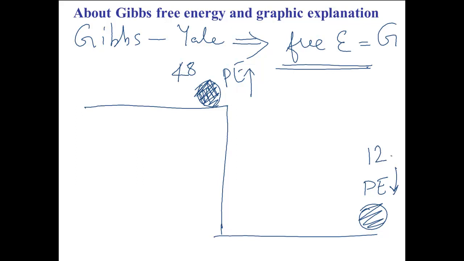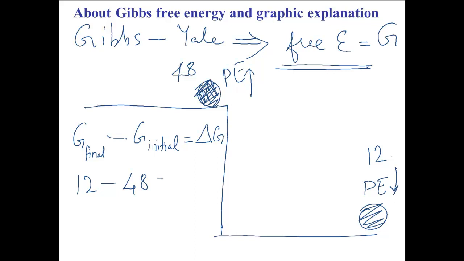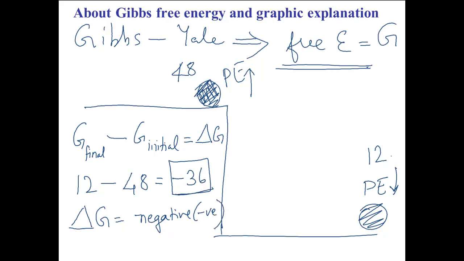Okay, so I want to know the difference between the energy. So G final minus G initial equals a value known as delta G. Here in this case, 12 minus 48 equals minus 36. Whenever delta G is negative, I would like to represent it like this: the reaction is spontaneous.